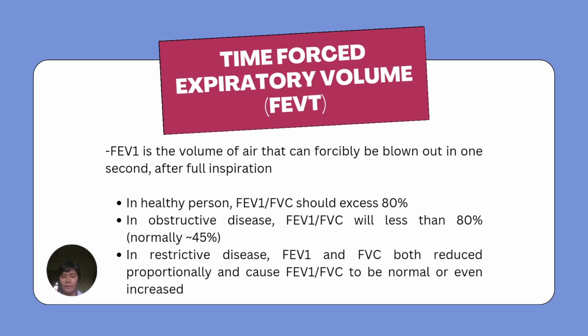In a healthy person, FEV1 over FVC should exceed 80%. So if a person has an obstructive disease, their FEV1 over FVC will be less than 80%. Normally it's around 45%. For people who have a restrictive disease, FEV1 and FVC both reduce proportionally and cause the FEV1 over FVC to be normal or even increased.